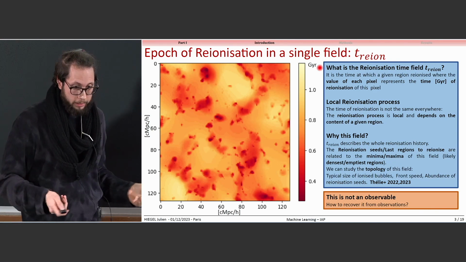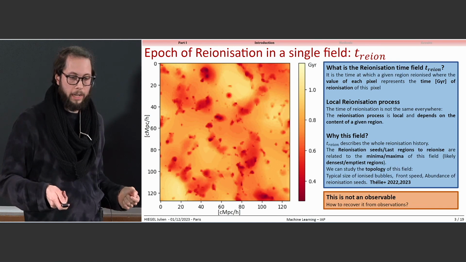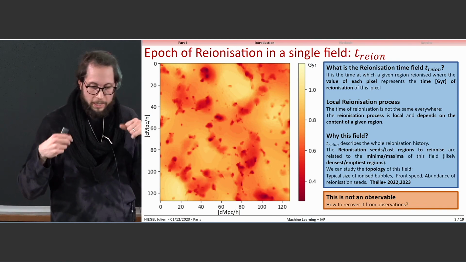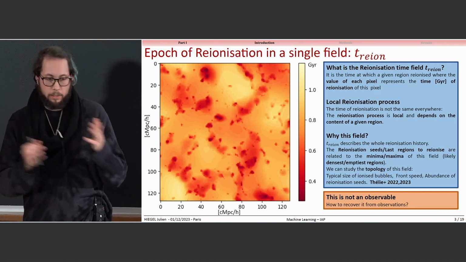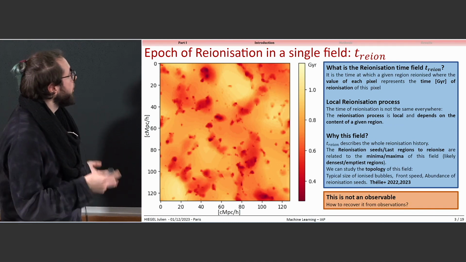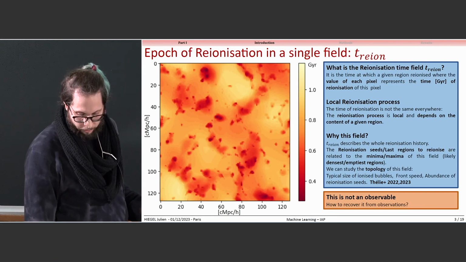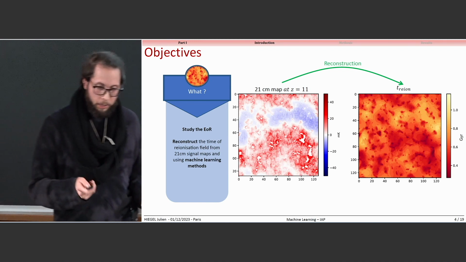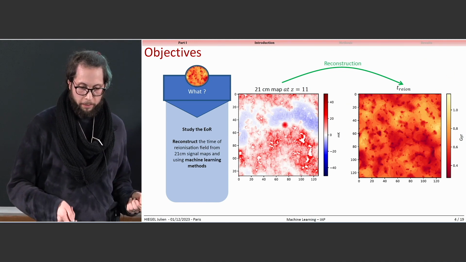Another example is that the minima in red and the maxima in yellow are related to the reionisation seeds and the last regions to reionize. It is likely the densest and emptiest region in this map. Nevertheless, this field is not observable, so we need to find a way to recover it from the observations. This is what I try to do with my study here. I want to recover the reionisation time field from the 21 centimeter map.